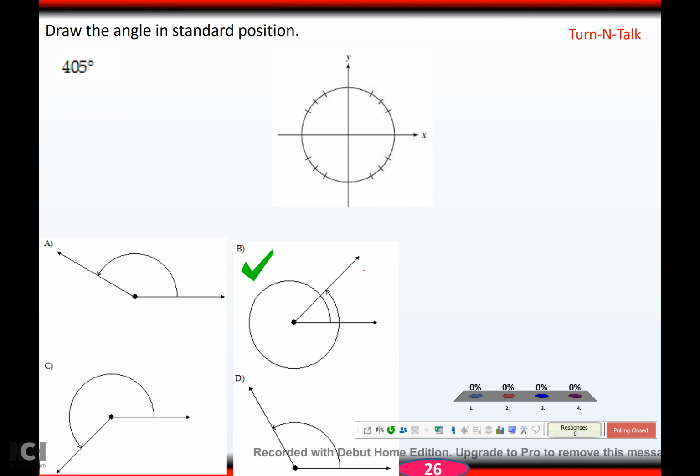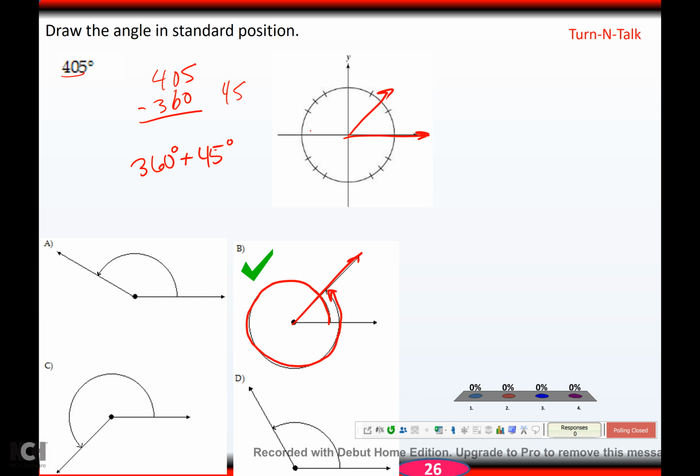And it's got to be this one, because 405 degrees is more than 360. If I take 405 and I subtract 360, I get 45 degrees. So I have to go a whole 360 plus another 45 degrees. So see how this shows that I went all the way around once plus another 45 degrees? 45 degrees is right there in the center. But what makes it 405 degrees instead of 45 degrees is that I went all the way around plus another 45 degrees. Okay?